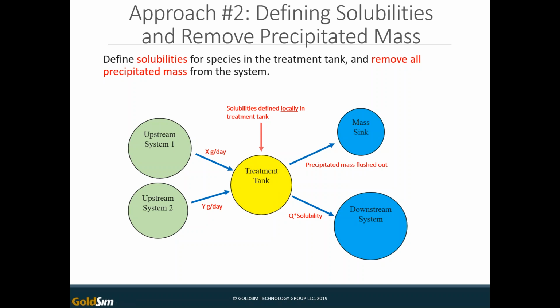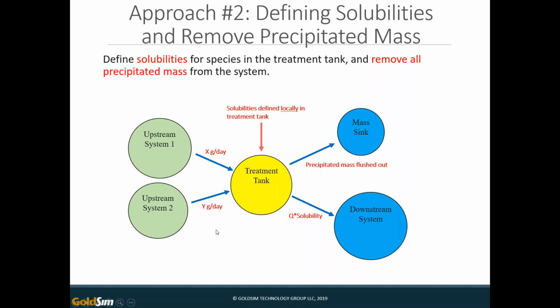And any mass that comes out of solution, I'm going to immediately remove from the system. The mass that is still in solution, which is basically going to be at the solubility limit, unless I have something else going on, is then going to flow downstream. So this is kind of schematically what we're doing in this case.